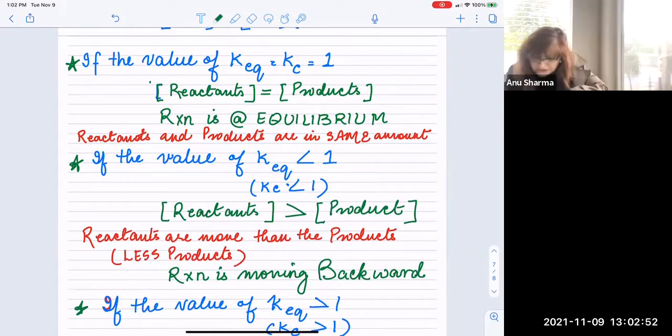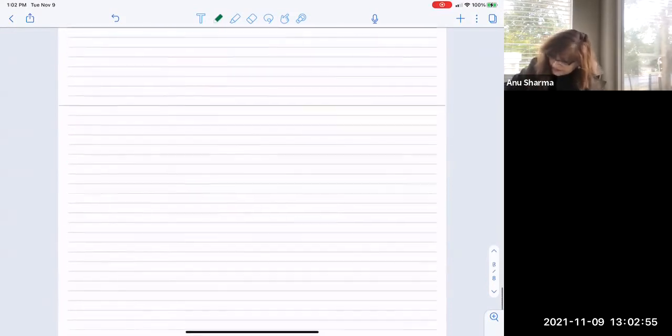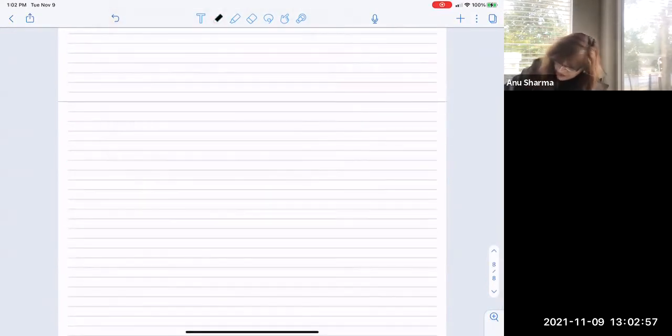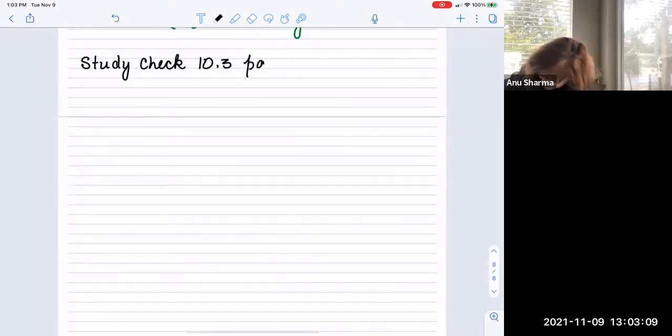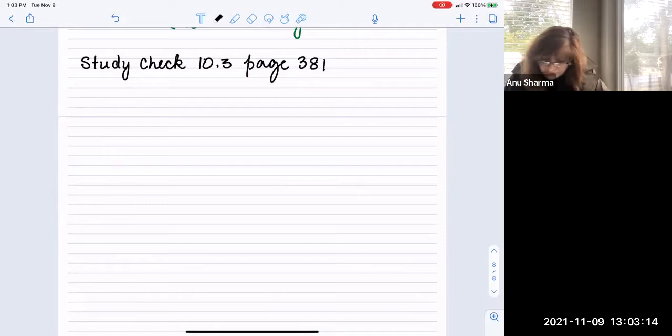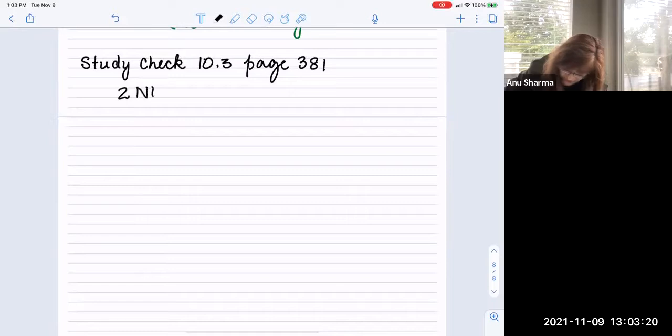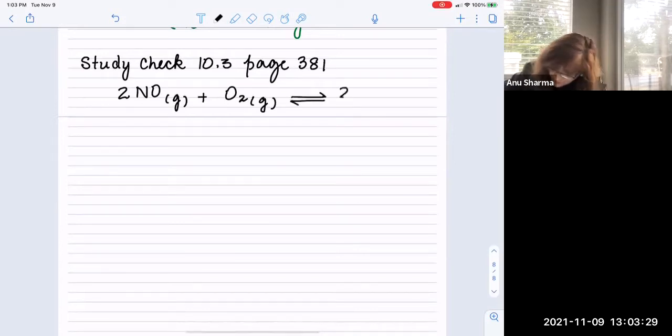Okay, now let's look at scenario 10.3 worked examples. We will just continue doing worked examples. Sorry, the study check. Study check 10.3, page 381. Write the equilibrium constant expression for the following reaction. You are given 2 moles of nitric oxide as a gas, reacting with 1 mole of oxygen as a gas, at equilibrium, giving 2 moles of nitrogen dioxide as a gas.